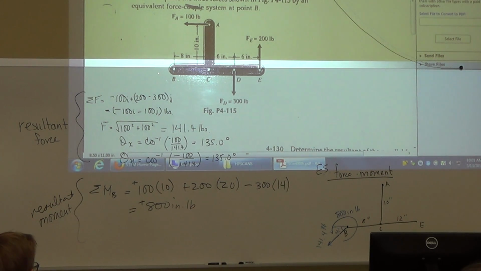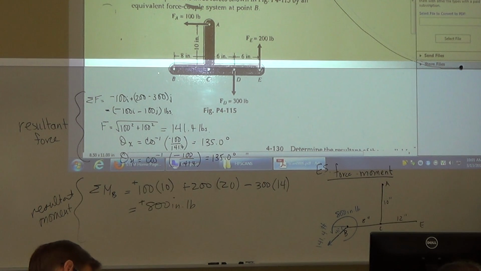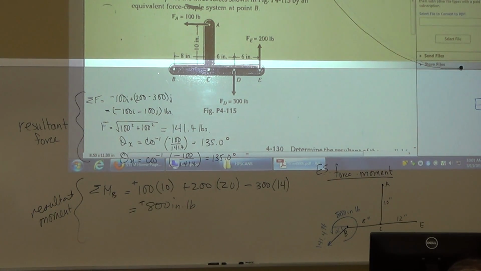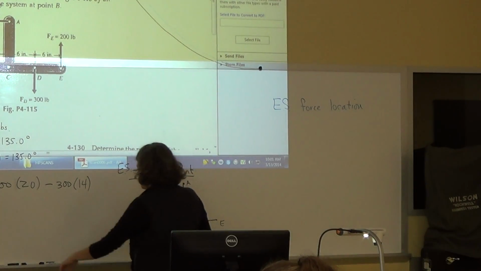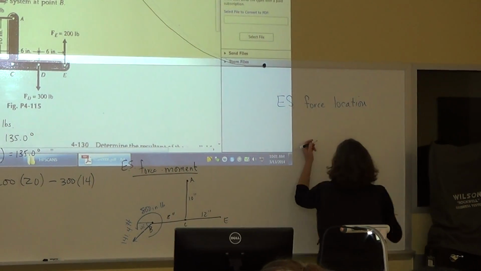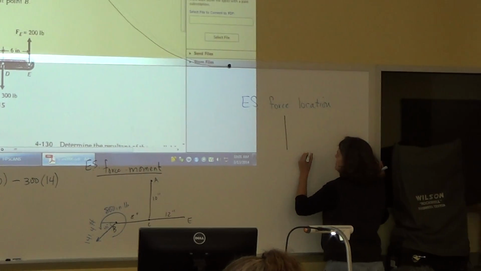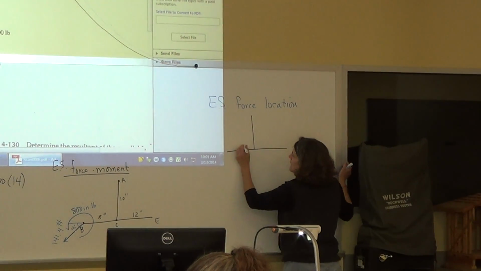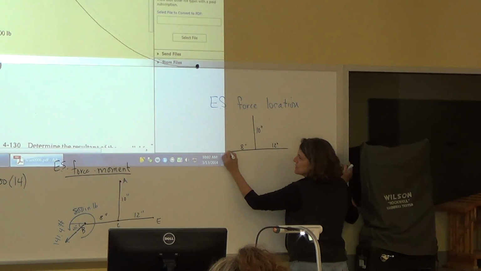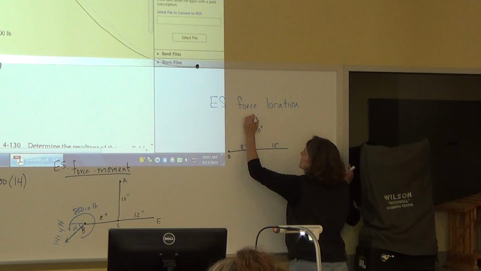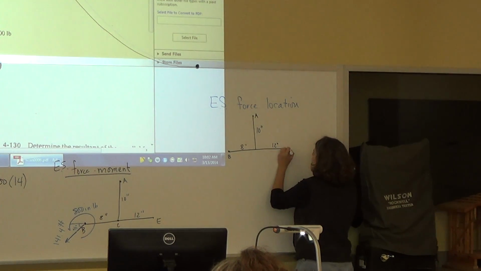How about if they went further on and said, we don't want to just know what the force moment equivalent system is, but we want to know the equivalent force location system. So I'm going to draw the bracket again. Eight inches, 12 inches, 10 inches, B, A, E.